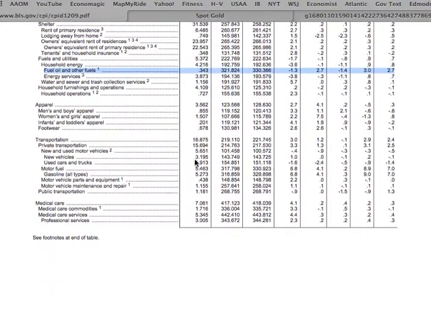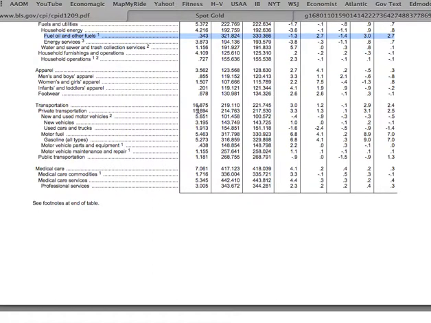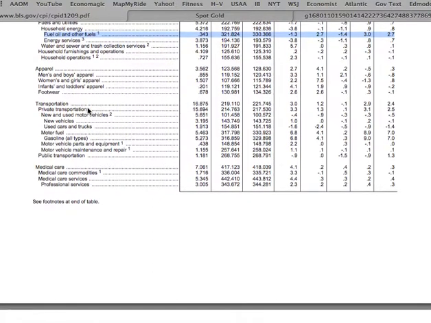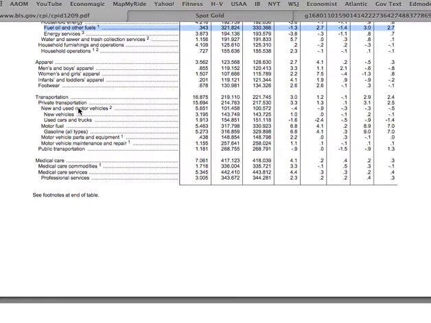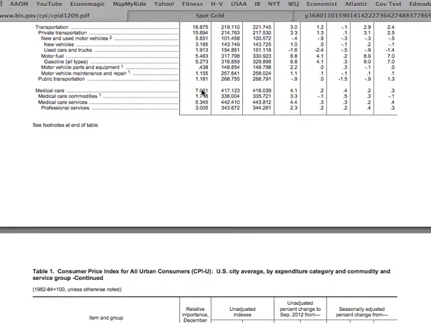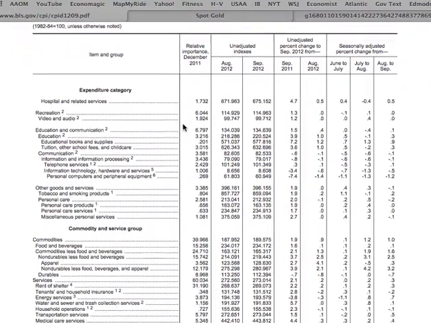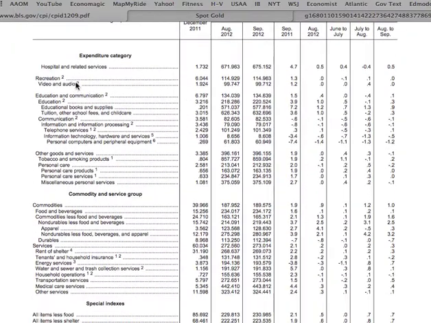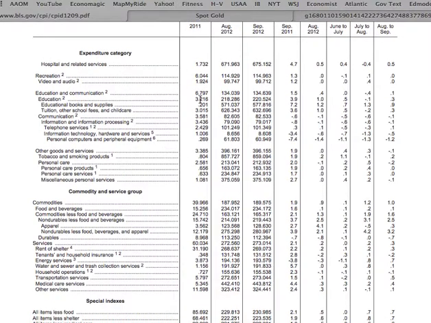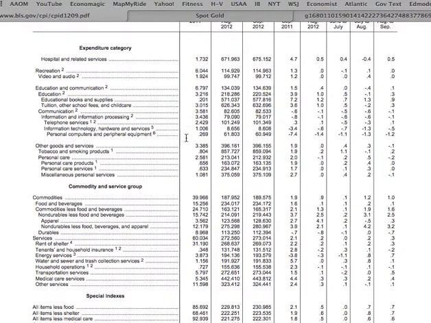That's about 3.5%. Transportation is almost 17%. So you can see private transportation, that's buying new and used motor vehicles, new vehicles, used cars and trucks. Motor fuel is 5% of our income for the most part. Then we get to medical care, about 7% of what we spend. Scroll down a little bit more here. Recreation is 6%. Education and communication, about 6.8%. And then other goods and services, tobacco and smoking products, about 0.8%, personal care, and so on.